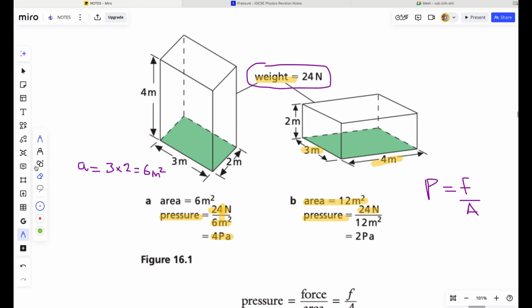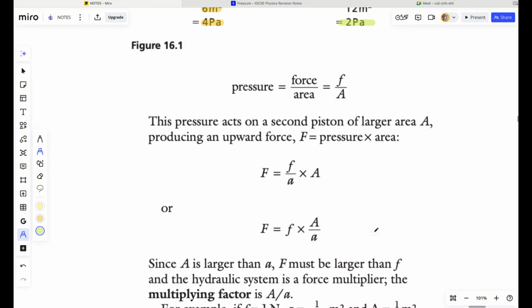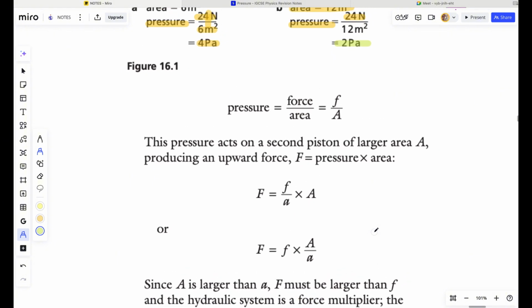Now what we see here is that the pressure here is only 2 Pascal. The area here was smaller, the pressure was bigger. The area here was bigger, the pressure was smaller. So that's what we're trying to let you know: the bigger the surface area, the smaller the pressure. The bigger the surface area, the smaller the pressure. This formula has been given, so we hope you take note.